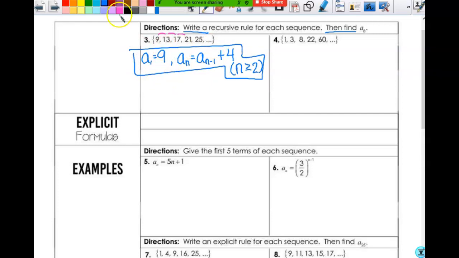Then I have to find a sub 8. All right, well, I have 1, 2, 3, 4, 5, so I need 6, 7, 8. So I'm adding 4. So this is 29, then 33, then 37. It's 37.